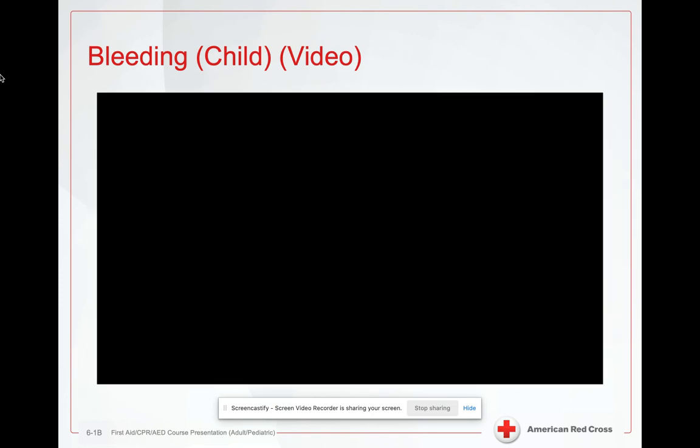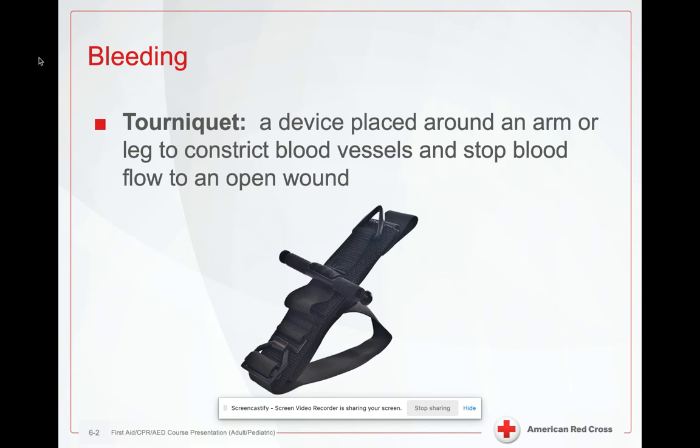So dealing with bleeding in children, pretty much the same as an adult. Just understand that it is a child and they may freak out a little bit. So you need to kind of reassure them. Go ahead and give that girl an Oscar because she did a great job acting.